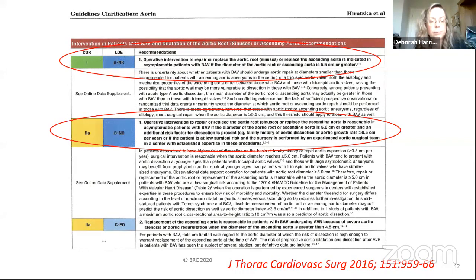However, it is reasonable to intervene earlier, in other words at 5 centimetres, in the presence of additional risk factors. So ones we've already mentioned, family history, growth rate, but also uncontrolled hypertension. And also to be taken into consideration is the surgical risk of the patient, and also the experience of the operating surgical team and centres with established expertise. It's reasonable to perform surgery at a lower dimension.